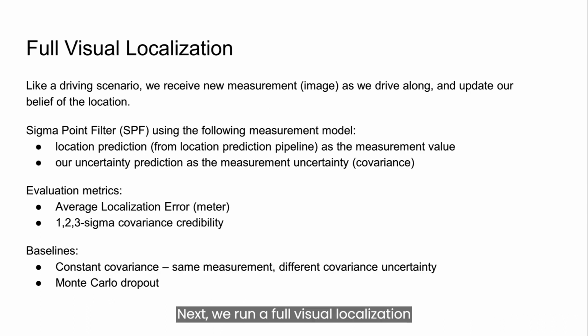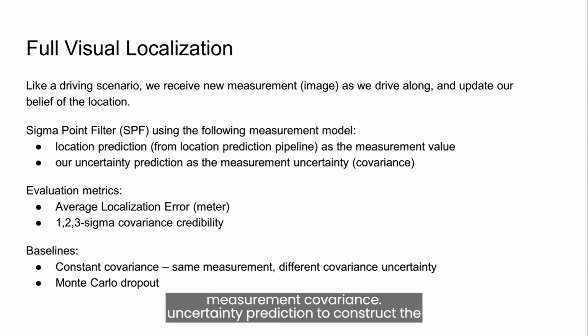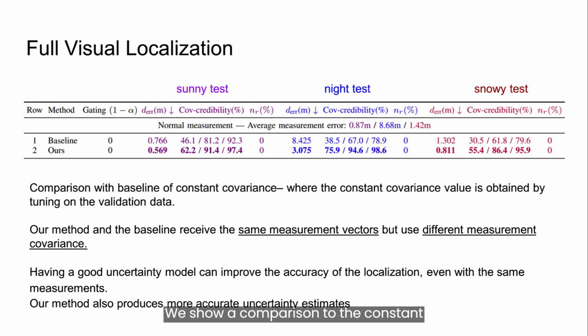Next, we run a full visual localization pipeline in a driving scenario where new image measurements are received as we drive along. We run a sigma point filter using our location prediction output as the measurement value and our uncertainty prediction to construct the measurement covariance. We show a comparison to the constant covariance baseline commonly used in Kalman filters. The constant covariance value is obtained by tuning on the validation data. Both our method and the baseline receive the same measurement factors but use different measurement covariance. We show that a good uncertainty model can improve localization accuracy even with the same measurement quality. Our method also produces more accurate uncertainty estimates, indicated by the covariance credibility.